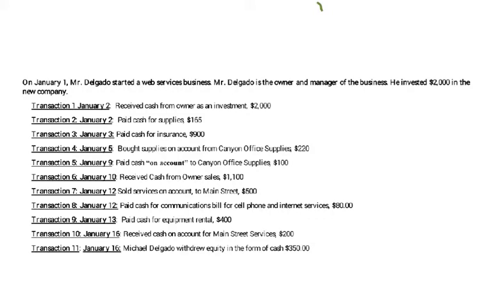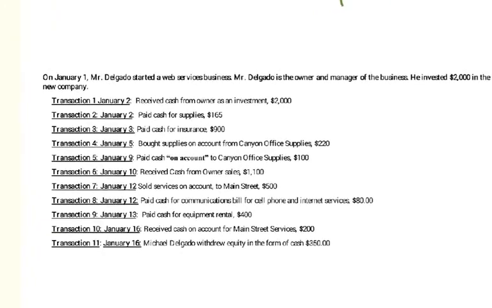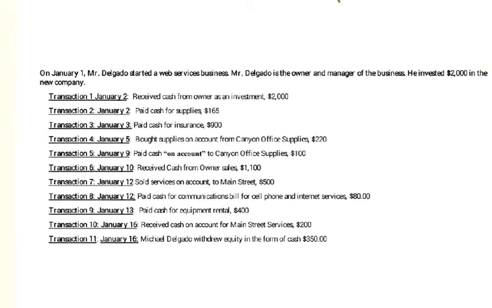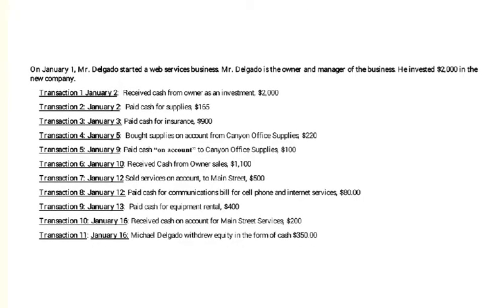As accountants, in the beginning of the accounting cycle, we look at different things. And these business transactions that Mr. Delgado has done through the month tell the story. This is telling us that on January 1st, Mr. Delgado started a web services business. So now we know that Mr. Delgado has a service business. He's the owner, and he invested $2,000.